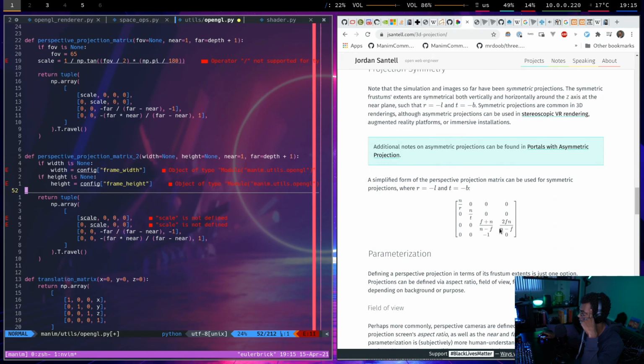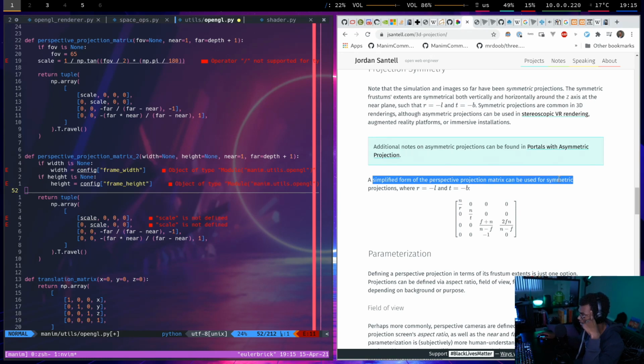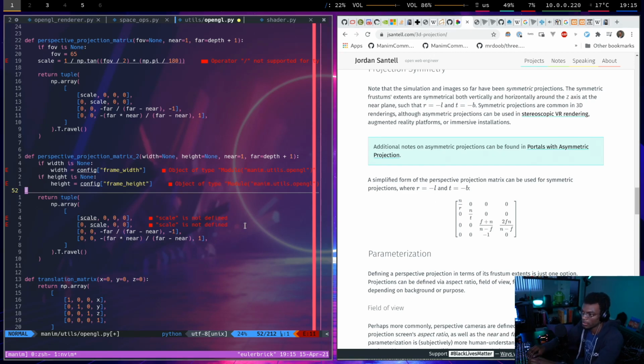Oh, here it is, a symmetric version. A simplified form of the perspective projection matrix can be used for symmetric projections, where r equals negative l. Oh, it's a negative. And top is the negative of the bottom. So I'm going to do this. Near divided by right, width over 2.